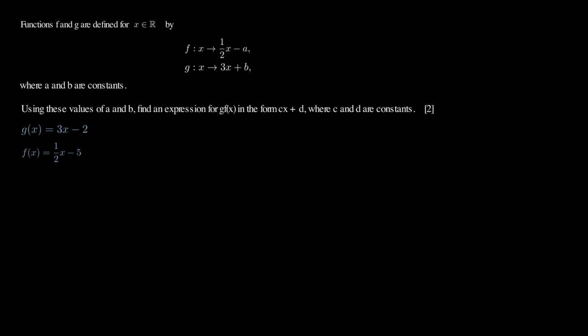We have to input f of x into g of x, which is going to be g of half x minus 5. Now g of half x minus 5 is equal to 3 times half x minus 5, and then subtracted by 2. So in total, the composite function g of f of x is going to equal 3 times half x minus 15 minus 2 after distributing the 3. If we simplify that, the composite g of f of x is going to equal 3 half x minus 17, which is the final answer of the problem.